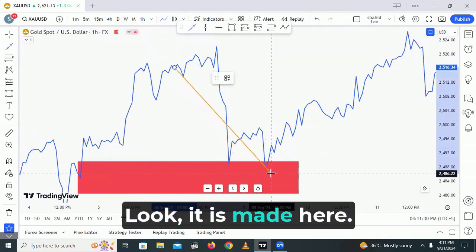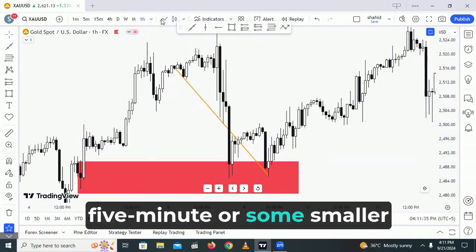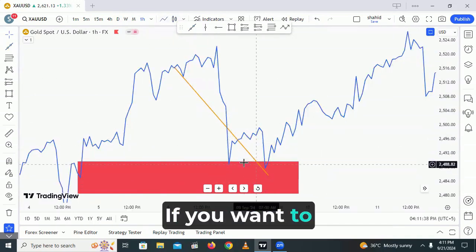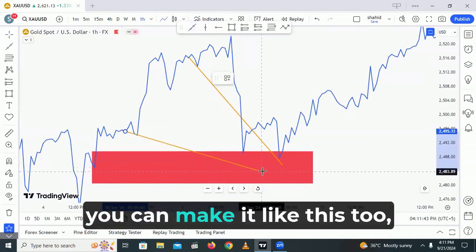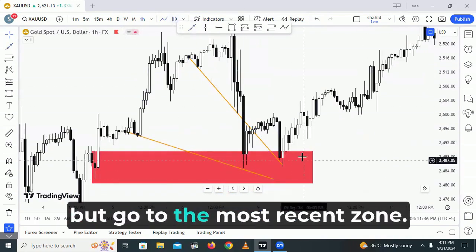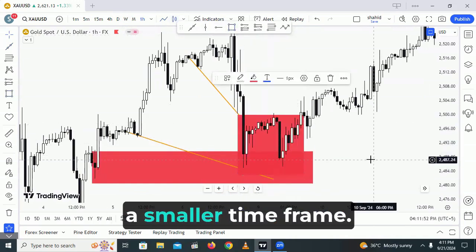Look, it is made here. Okay, but we need a clear one here, so we can take it on a 5 minute or some smaller time frame. If you want to make it like this, you can make it like this too, but go to the most recent zone.